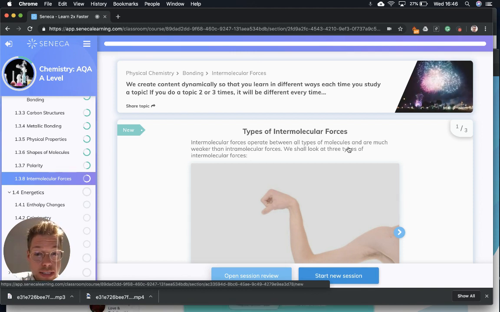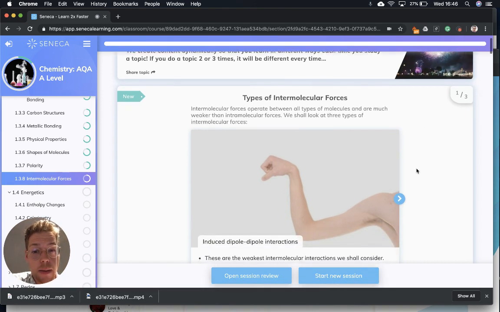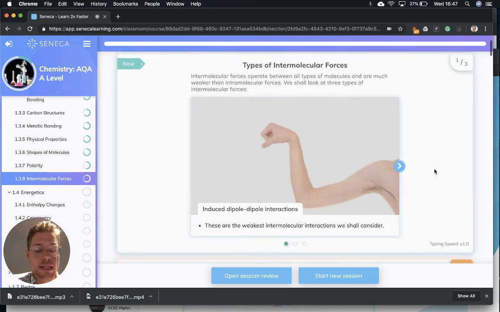They are forces that operate between all types of molecules, and they are much weaker than intramolecular forces. Remember, intramolecular forces are bonds. Check out the earlier episodes on bonding to get up to speed on that if you're feeling a little bit confused.